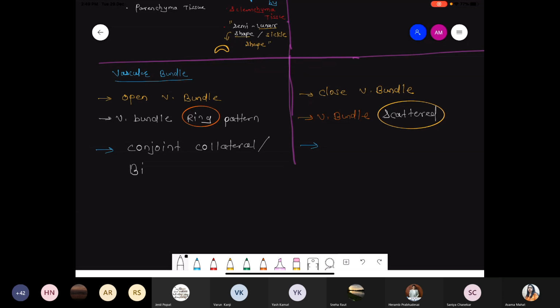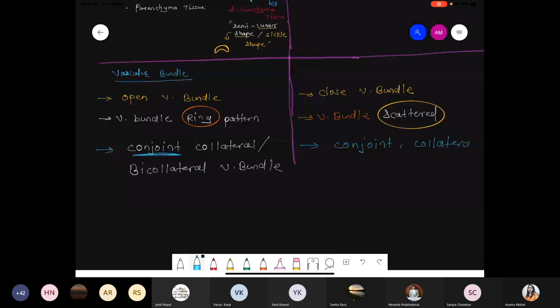I hope you remember, collateral means what? Xylem and the phloem present, phloem towards the outer side, then the xylem. And bicollateral means what? Two layers of the cambium, two layers of the phloem, and the xylem gets sandwiched. So both types of vascular bundle are associated with the dicot stem. But when you compare this point with respect to monocot, in case of the monocot, simply, there is a presence of the conjoint and collateral.